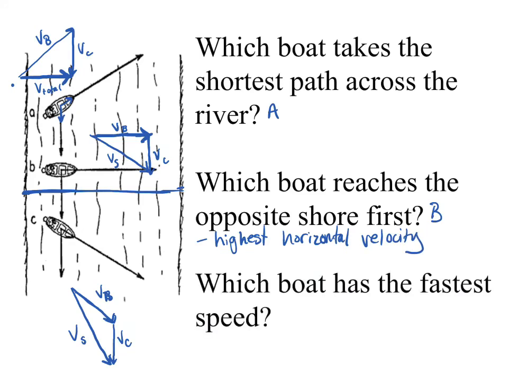Alrighty, and finally, which boat has the fastest speed? So look at the fastest velocity relative to the shore, i.e. the biggest arrow. That's this one down here at C. It's the biggest arrow, so it has the greatest velocity due to that vector addition. So C is actually going the fastest because it's the biggest vector.